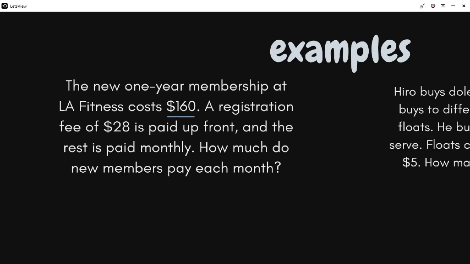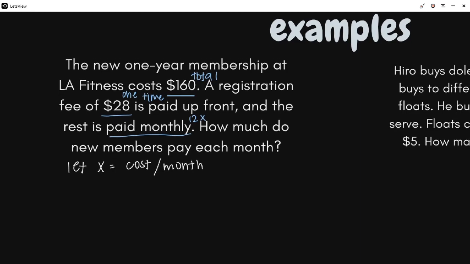So the 160 is the total that they pay in 1 year. The $28 is a one-time fee since they pay that upfront, and the rest is paid monthly. So there's 12 months in a year. So it'll be 12 times however much they pay. So our let statement is going to be let x equal the amount or the cost per month, since that's what we don't know.